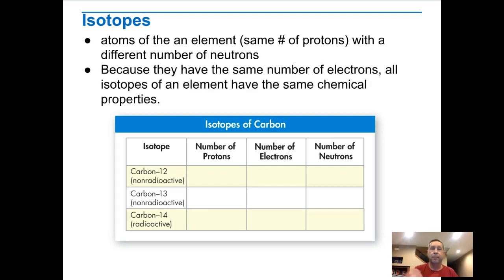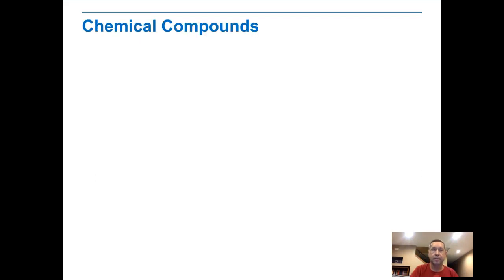So some isotopes are radioactive, or radioisotopes, and they decay at a set rate from one kind of atom to another by losing particles from their nucleus. Carbon-14 is one of those, and we use that sometimes in dating fossils and things like that. So here you can see all three isotopes of carbon have the same number of protons, the same number of electrons, but different numbers of neutrons.